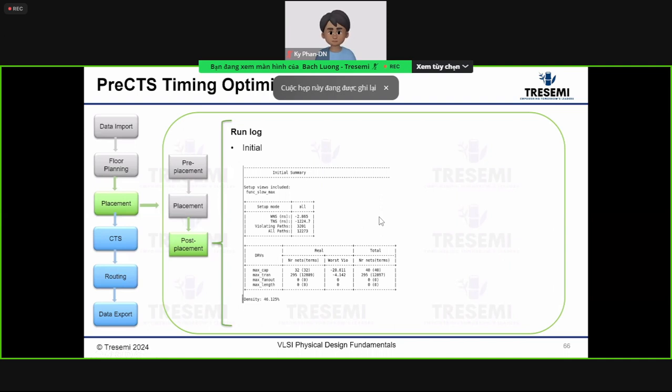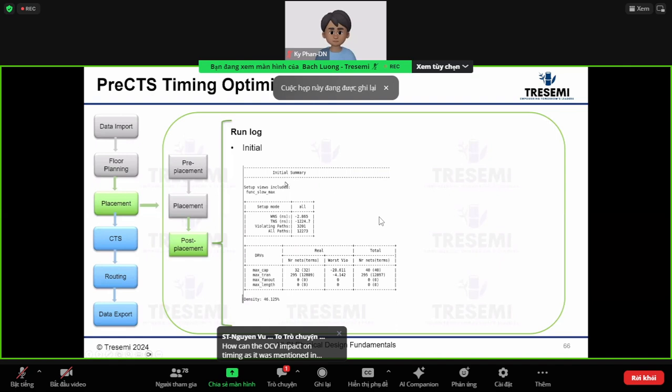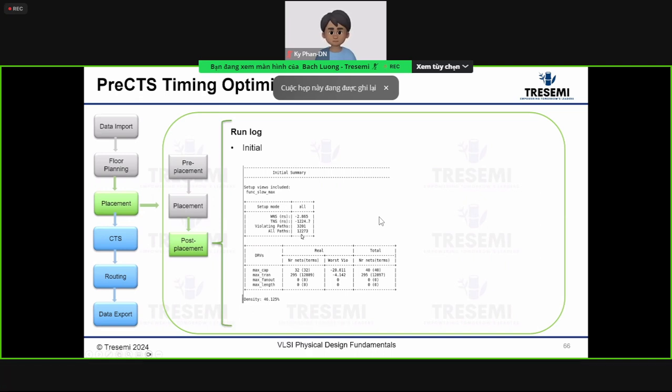Okay, these are just the log file from the placement run. When it first does timing optimization, it will give you exactly the current state before it does anything: this is what the WNS and TNS are. You can see there are 32,000 paths violated, and this is the worst negative slack, and the total negative slack of these 32,000 paths is 12,200 nanoseconds. So it's quite big, right?